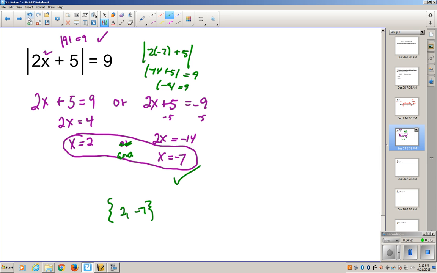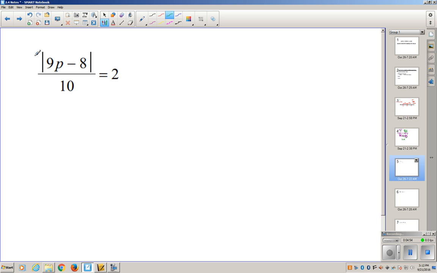Let's take a look at the next equation. So here we have the absolute value, but we're dividing by 10. As we said, the first thing we want to do is isolate the absolute value. So in this case, we're going to get rid of this division by 10. We're going to do the opposite, so we're going to multiply both sides by 10. These are going to cancel out. This is going to leave us with the absolute value of 9p minus 8 equals 20.